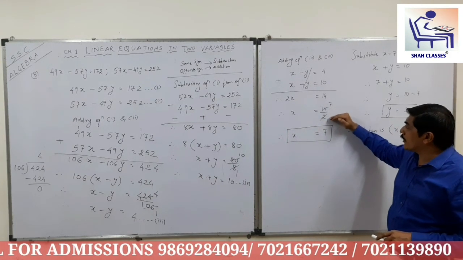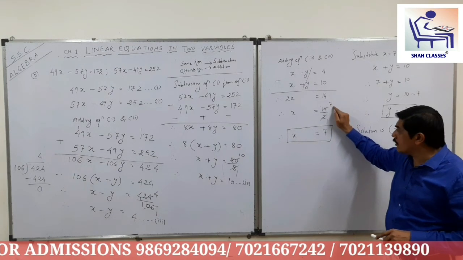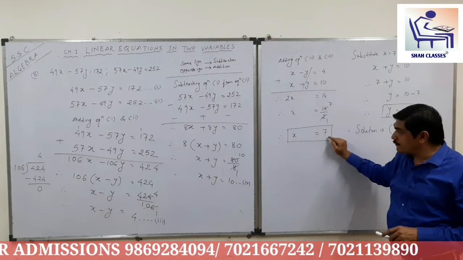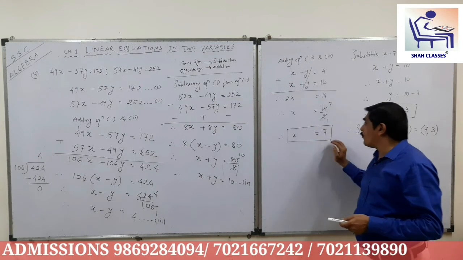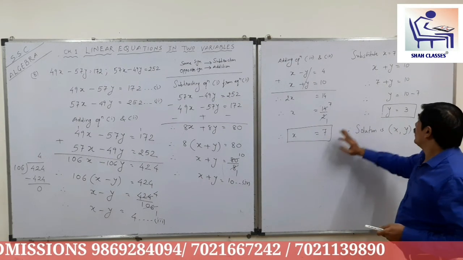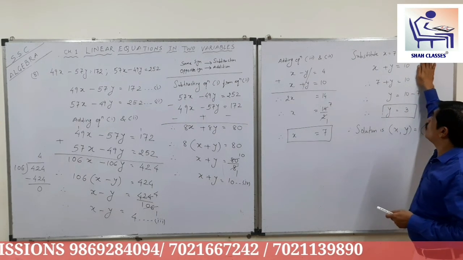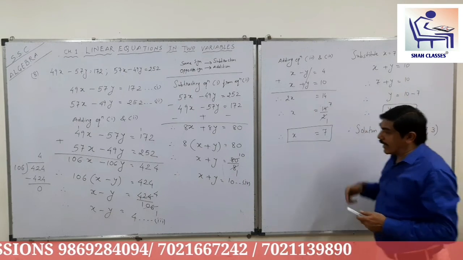And now 14 divided by 2 is how much? So 2 ones are 2 and 2 sevens are 14. So x is equal to 7. We got the answer of one variable x as 7. Now we are substituting that x is equal to 7 in equation 4. X plus y. Please check that.